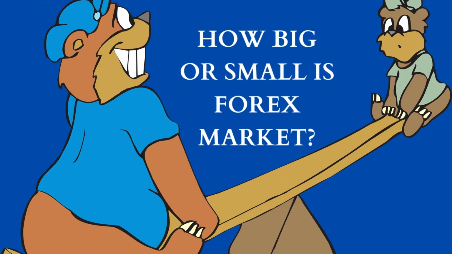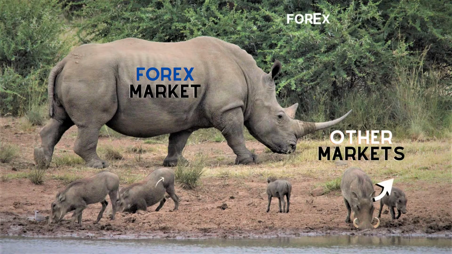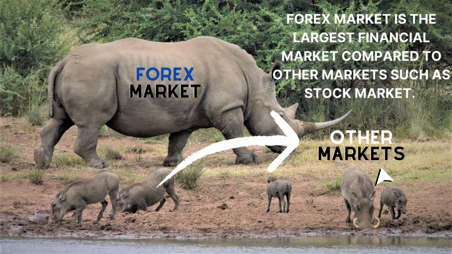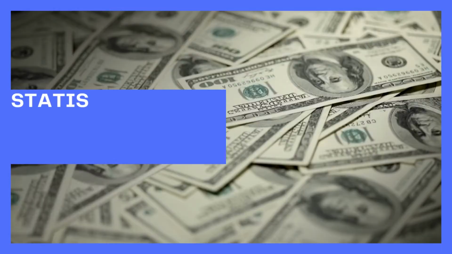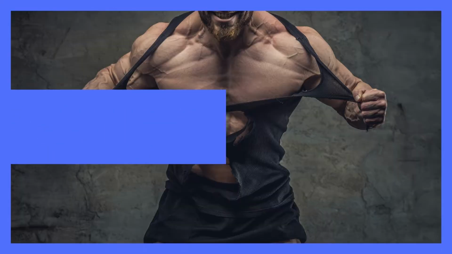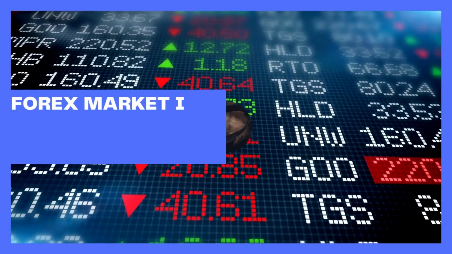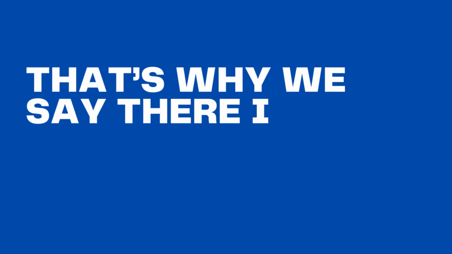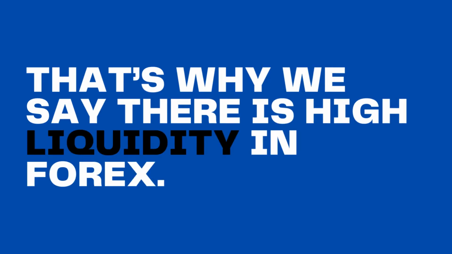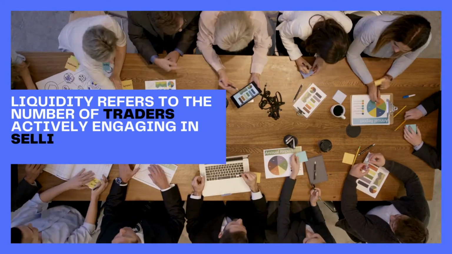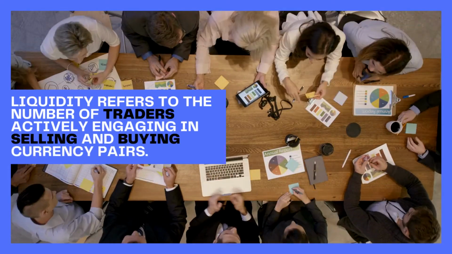How big or small is the Forex market? The Forex market is the largest financial market compared to other markets such as the stock market. Statistics have it that about $6 trillion is traded daily. That's huge, huh? The Forex market is huge enough to accommodate everybody. That's why we say there is high liquidity in Forex. Liquidity refers to the number of traders actively engaging in selling and buying currency pairs.